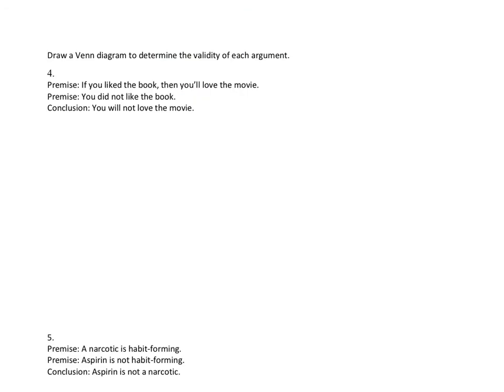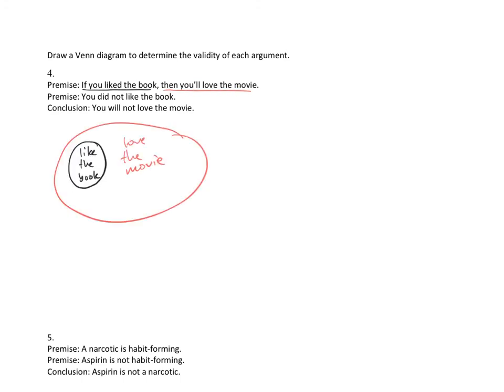On this slide, we will be taking a look at the final two examples, example 4 and example 5. So again, the first premise that you will have for any conclusion that we will look at is going to be a conditional statement with a hypothesis and a conclusion. So the hypothesis bubble in our Venn diagram will always go completely inside the conclusion bubble. So if you like the book, you will automatically love the movie.